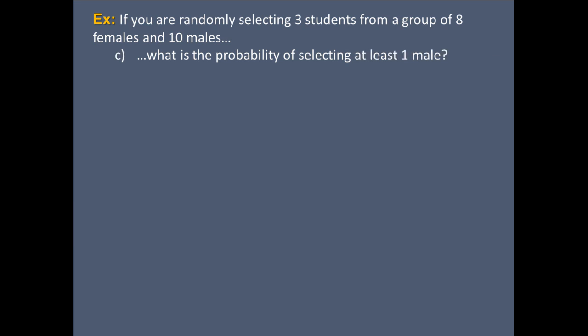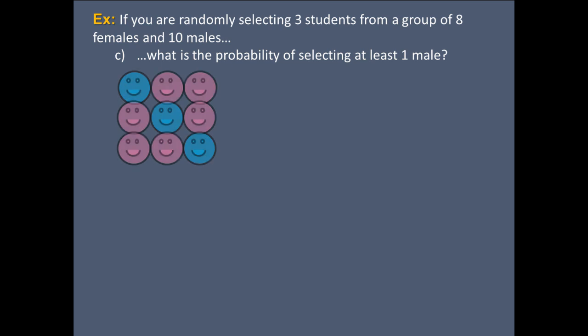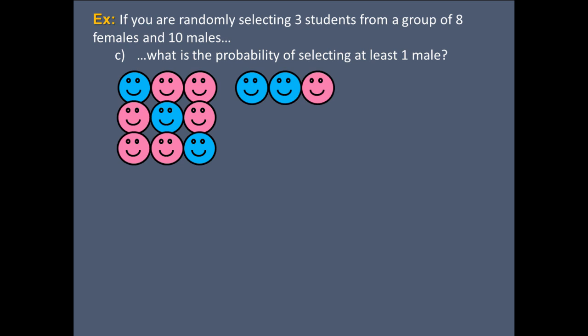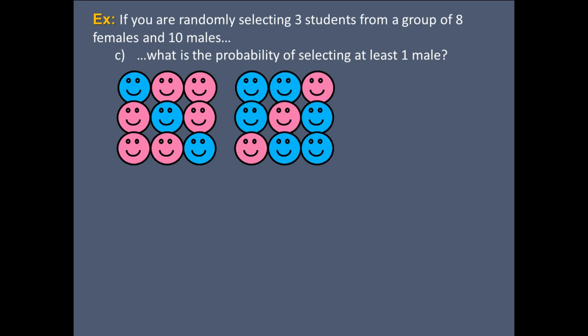Last but not least, what is the probability of selecting at least one male? Well, if we're talking about at least one male, we could be talking about getting exactly one male, and we found that there's 3 different ways to do that. We could also be talking about getting exactly 2 males, which there's also 3 different ways to do. Or we could be talking about getting all males.